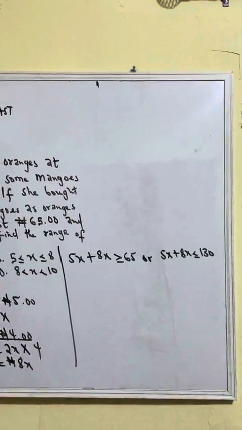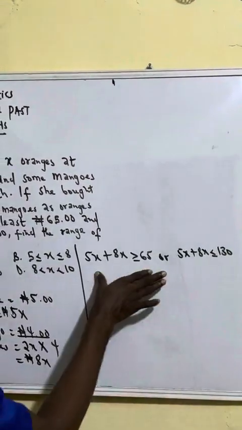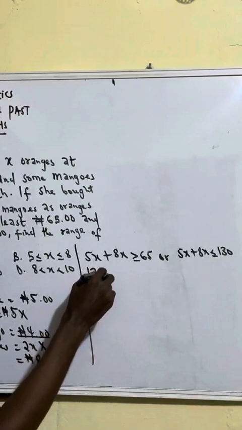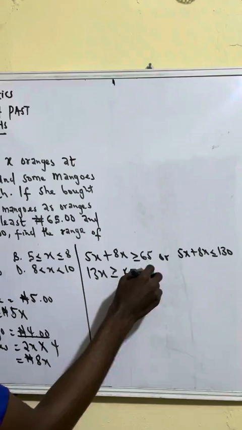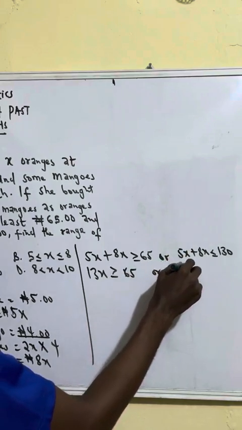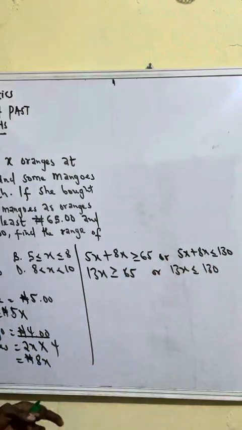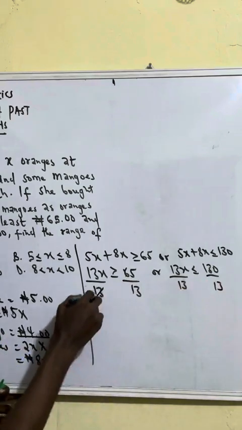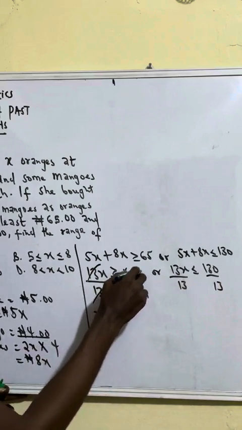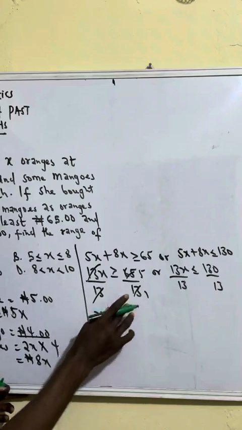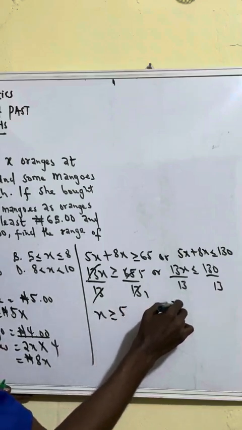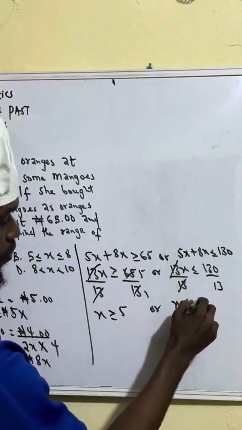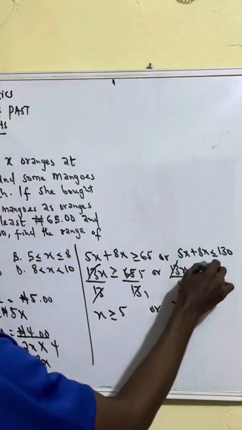So the next thing is to complete this solution. I will solve each inequality separately. What is 5X plus 8X? That will give me 13X greater than or equal to 65, or 13X less than or equal to 130. So let's divide both sides by 13. Here X will be greater than or equal to 5, or X will be less than or equal to 10.